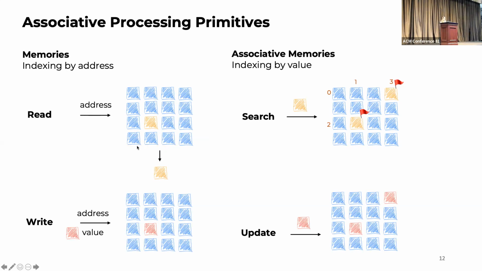So in this example, I'm showing these red flags to indicate match in these memory locations. And then the other associative primitive is update. So update will modify the same value in the locations that were matching in a previous search. So you can see that the inherent data level parallelism in this associative processing paradigm comes from these two primitives being inherently data parallel as well.